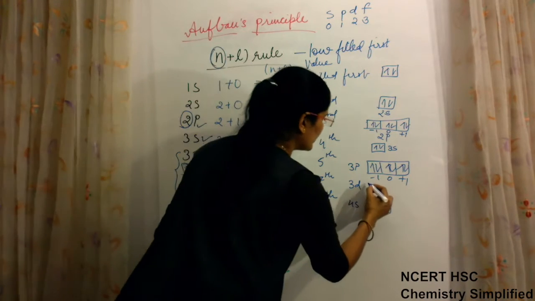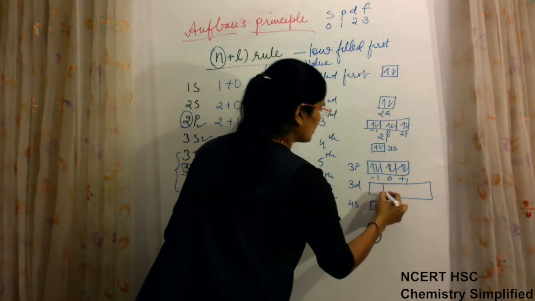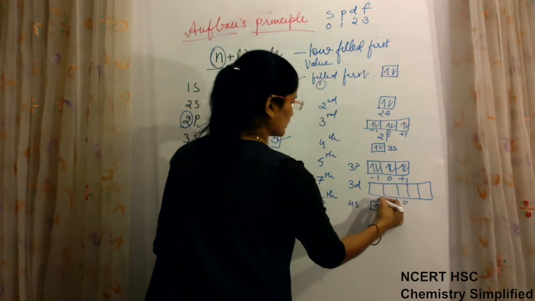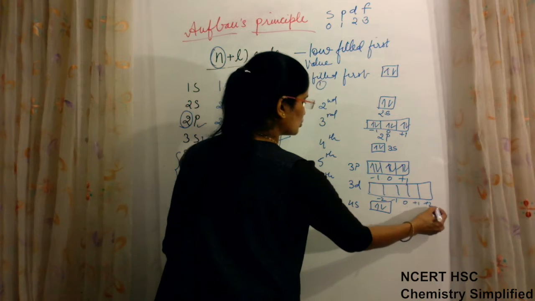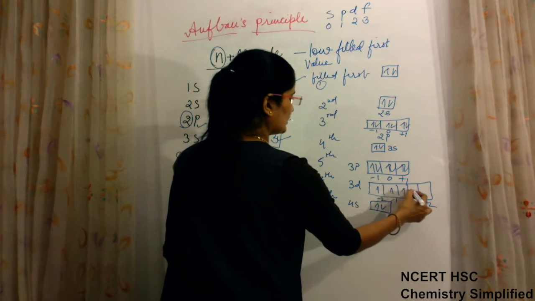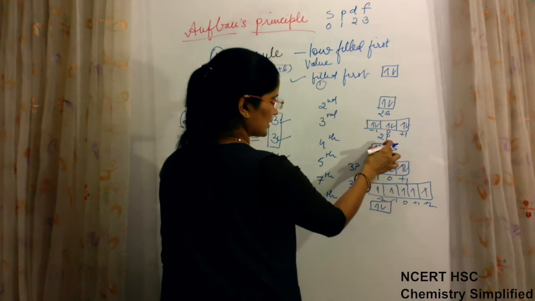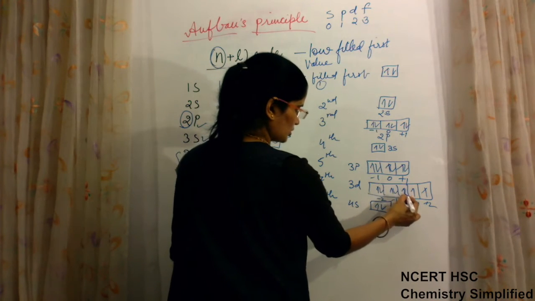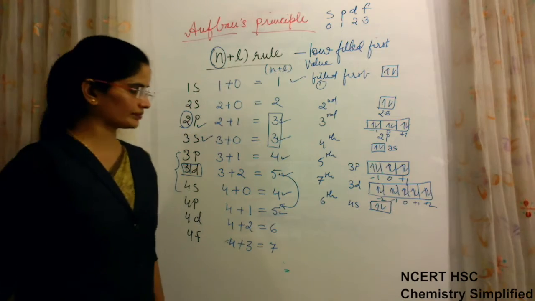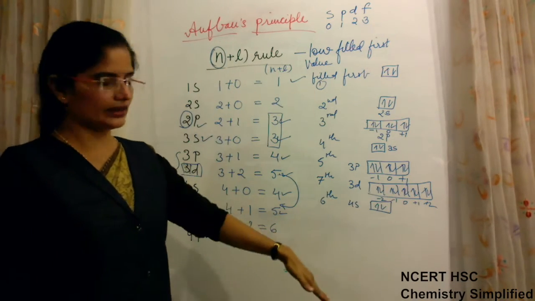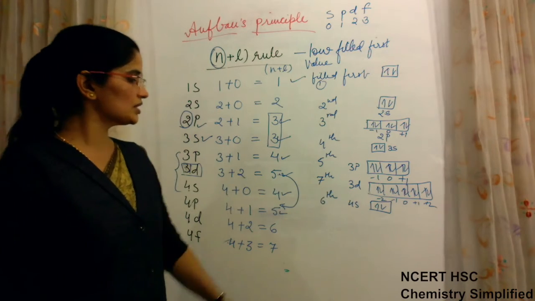And in 3d, how many electrons will be filled? Because 3d has 5 orbitals, 0, -1, -2, +1, +2. So it will fill 10 electrons, 1 in each orbital. These are orbitals just like this. So 1, 2, 3, 4 and 5. So 5 and 5, 5 parallel, 5 anti-parallel, total 10 electrons in 3d.